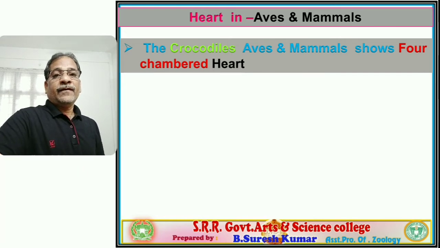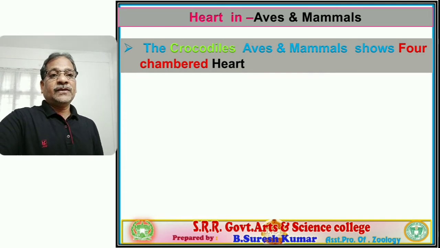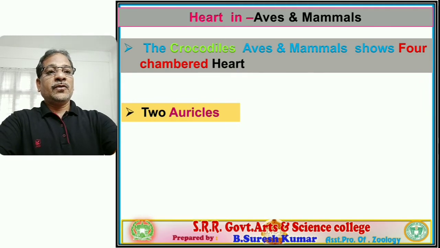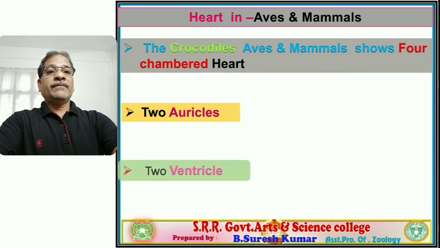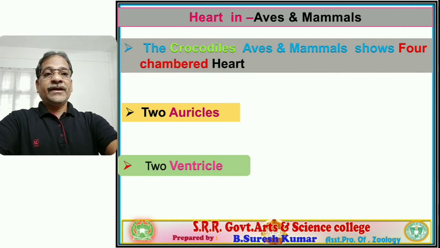Next group of vertebrates, birds and mammals, aves and mammals. So, we found a four-chambered heart in crocodiles, aves, mammals. The crocodiles, aves, mammals show a four-chambered heart. Followed. So there are two auricles. The upper two chambers are auricles. They are left auricle and right auricle. And the left auricle receives oxygenated blood and the right auricle receives deoxygenated blood. And the lower chambers are two ventricles, they are left ventricle and right ventricle.